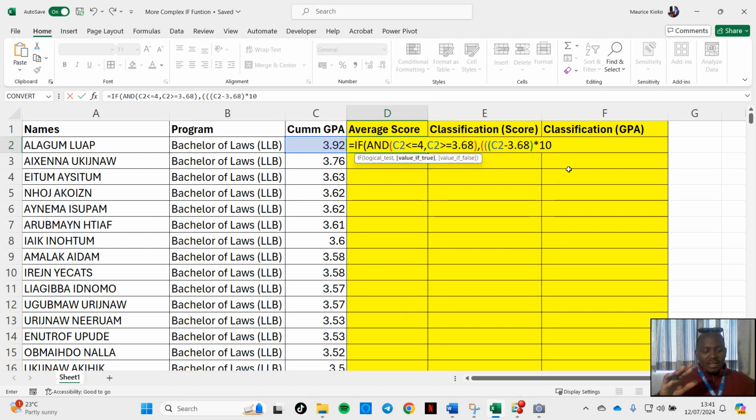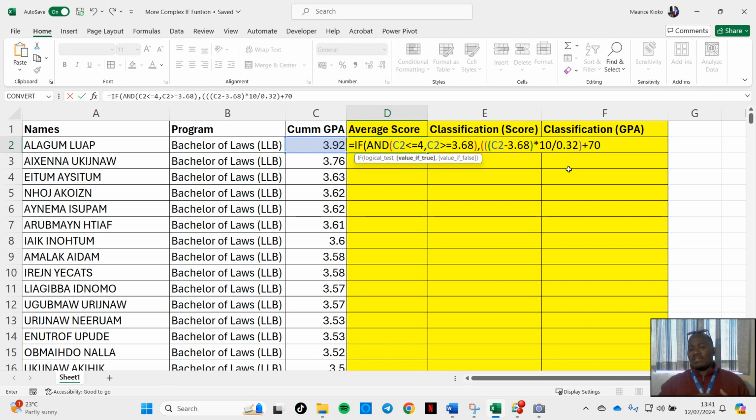You take 80 as the upper limit completely. Nobody should score anything above 80. So 80 minus 70, you get 10. Then put over 0.32. Why 0.32? It is the difference between the upper limit and the lower limit in that class, 4.0 and 3.68, which is 0.32. You divide by that, then you close.